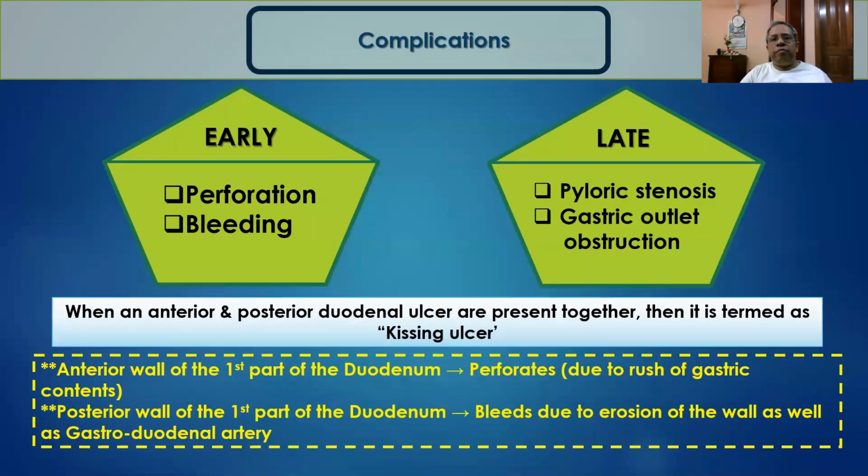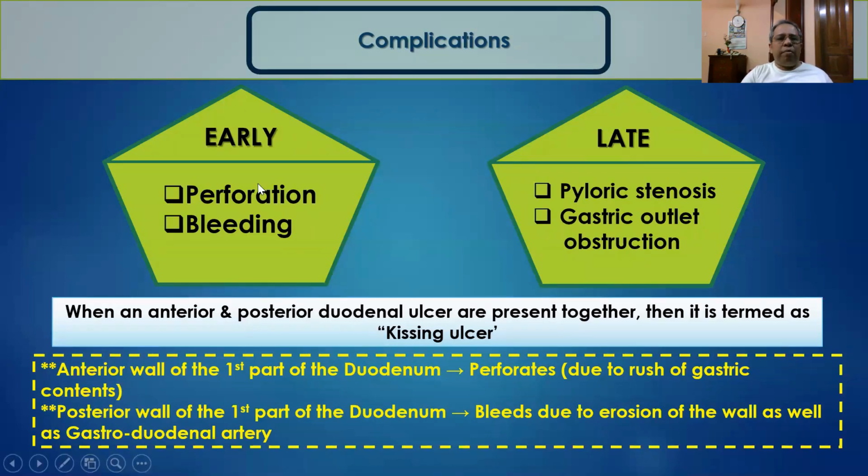Complications. Whenever there is ulceration, the ulcer erodes the base. If it erodes the muscle coat, and there are big vessels underlying the muscle, that can cause bleeding. If the ulcer deepens and erodes the muscle coat, particularly in the anterior wall of the duodenum, where there is no vessel on the surface, the presentation is perforation of the hollow viscus.